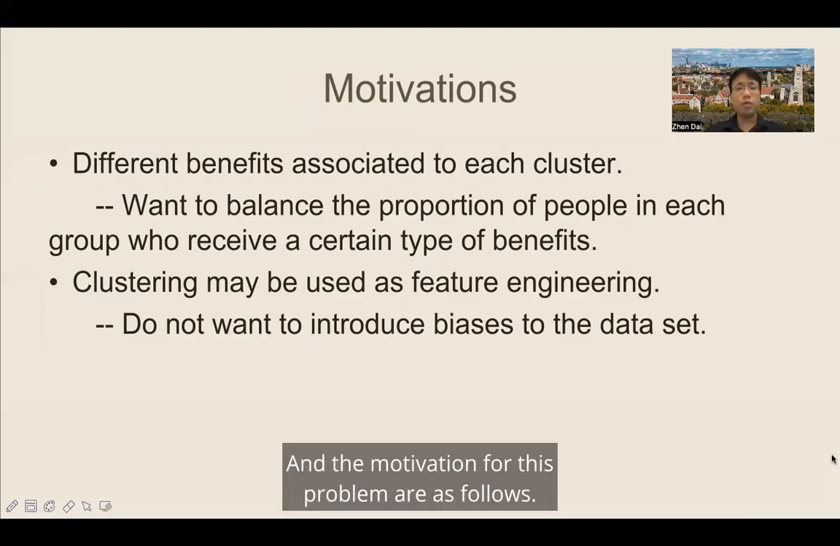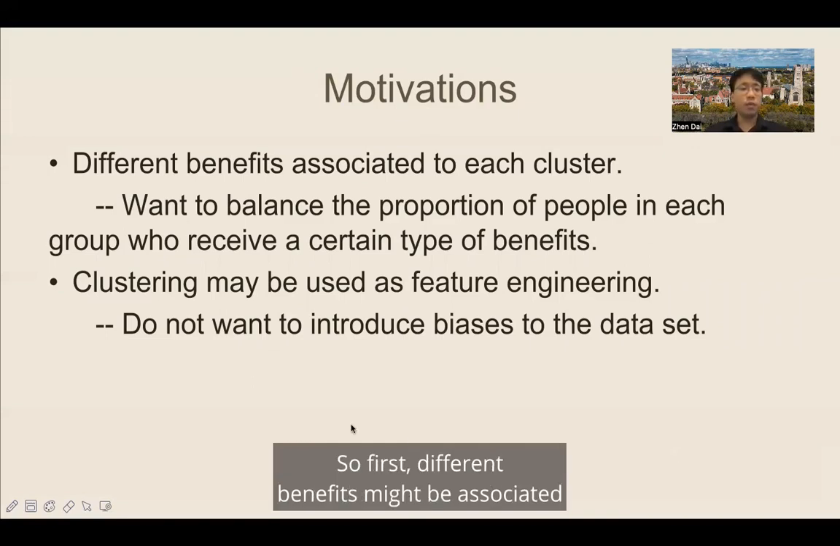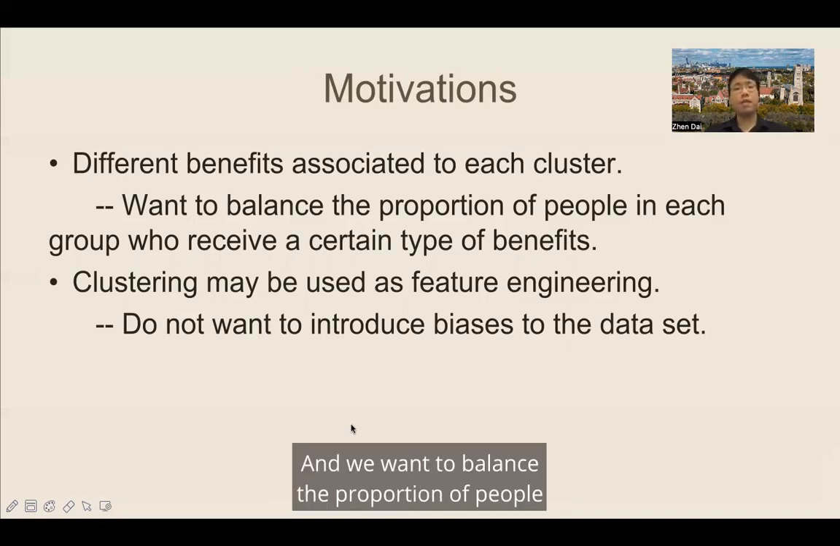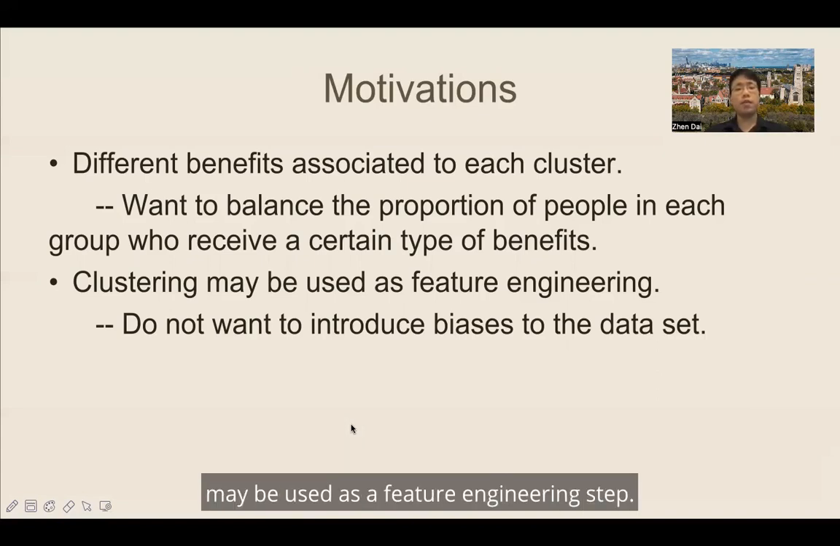The motivations for this problem are as follows. First, different benefits might be associated to each cluster, and we want to balance the proportion of people in each group who receive a certain type of benefits. And secondly, in machine learning, clustering may be used as a feature engineering step. So we do not want to introduce bias to the data set or to the feature.